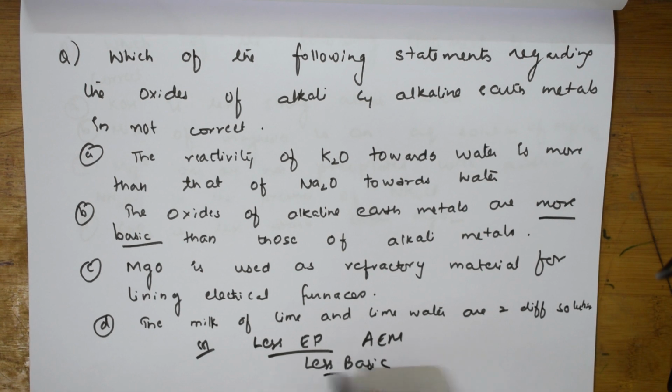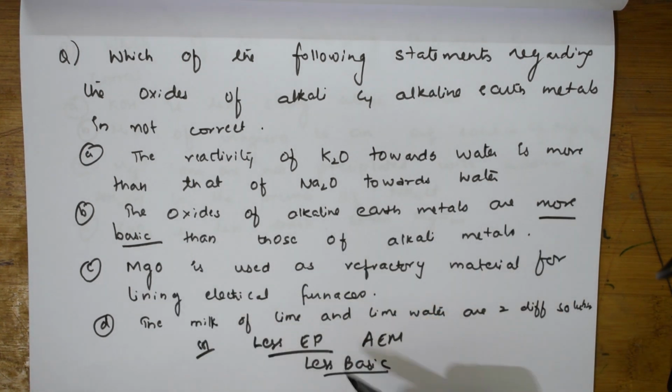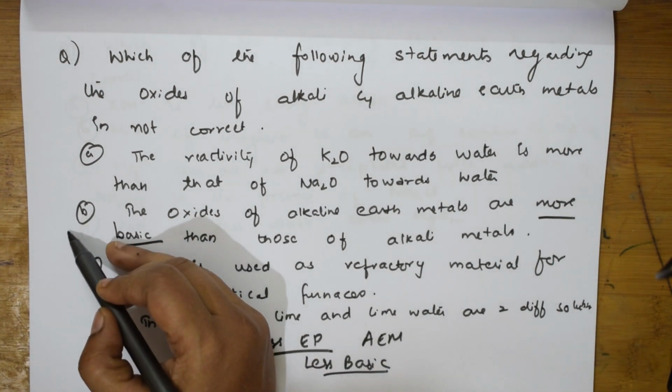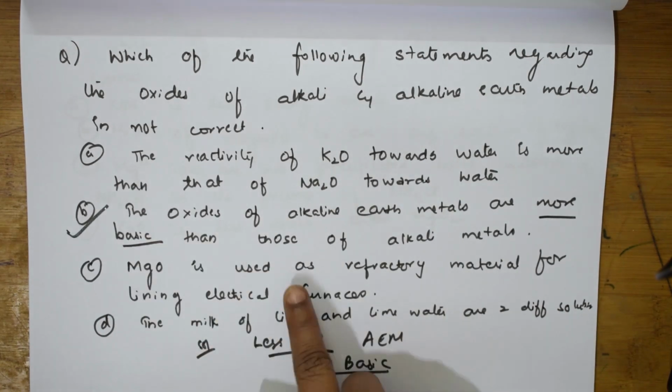Now come back. The oxides of alkaline earth metals are more basic or less basic? No, less basic. So this is the correct option, meaning this is the wrong statement. The answer is B. Let us see this also.